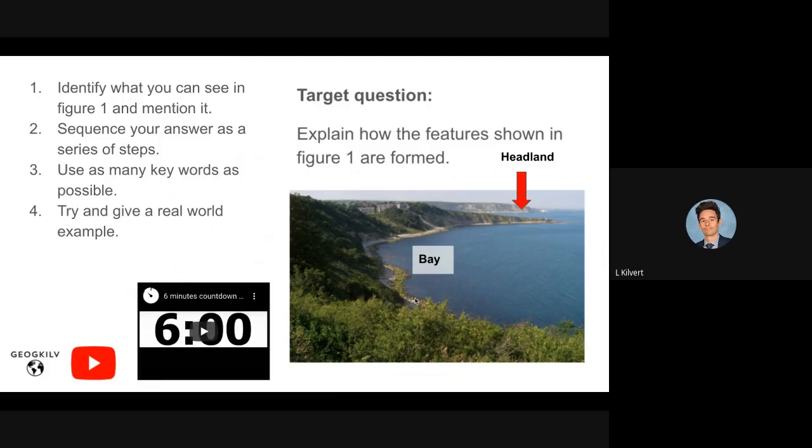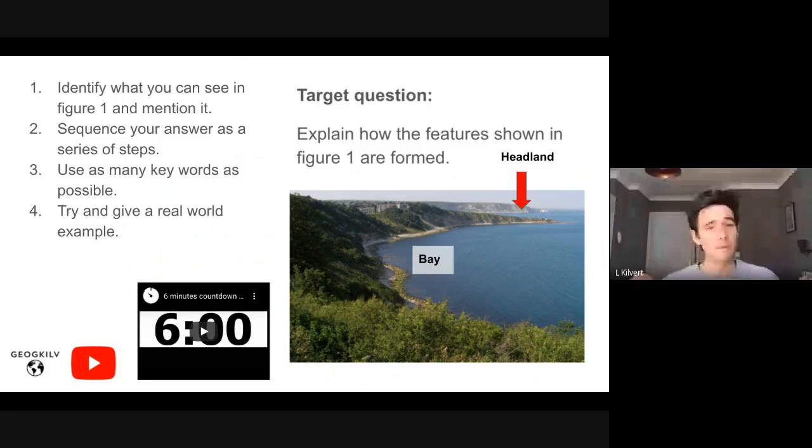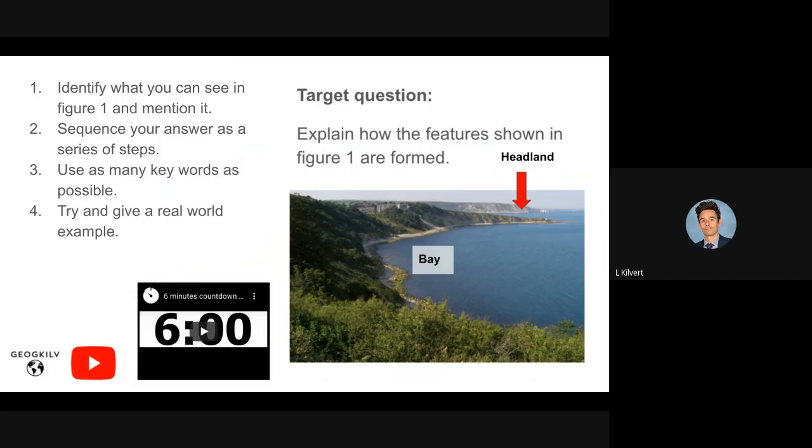You need to be able to sequence your answer in a series of steps. Step 1, this happens. Step 2, this happens. Step 3, that happens. And you want to showcase your geographical knowledge. So you need to use as many keywords as possible: concordant, discordant, more resistant, less resistant, erosion, okay? Maybe even throw in some types of erosion, talk about hydraulic action, abrasion, if you really want to take it a bit further. And geography, I say it time and time again, is a study of the real world. So because it's the study of the real world, it's always good to be able to give real world examples.